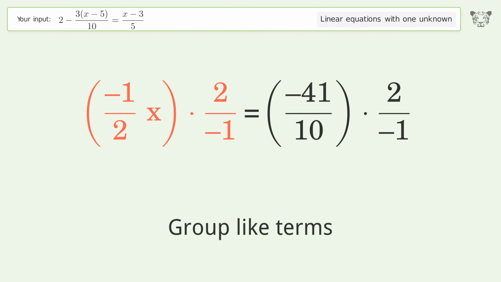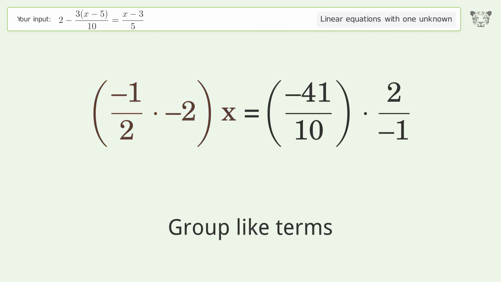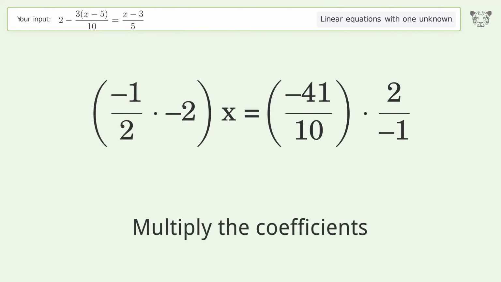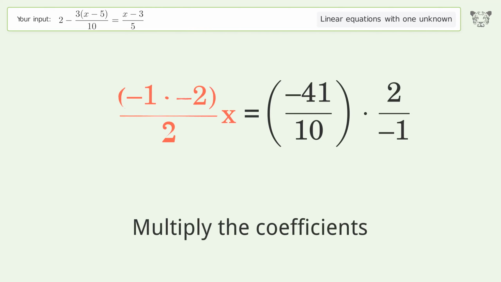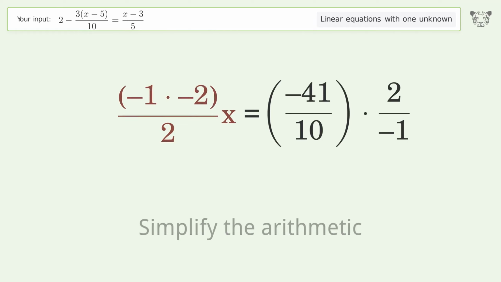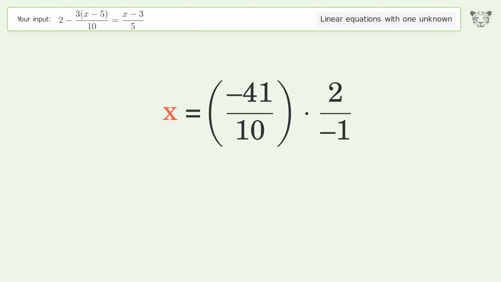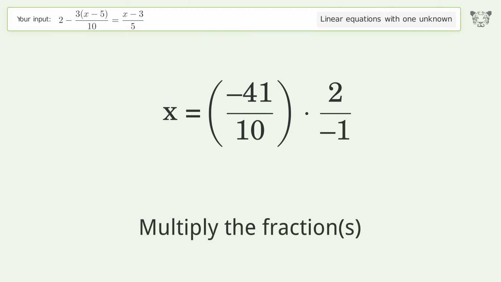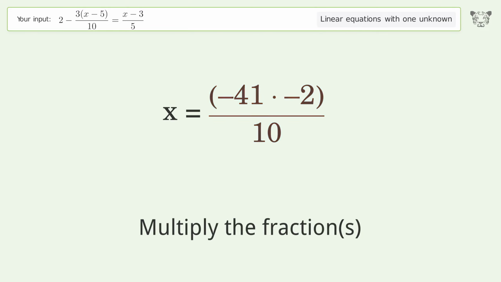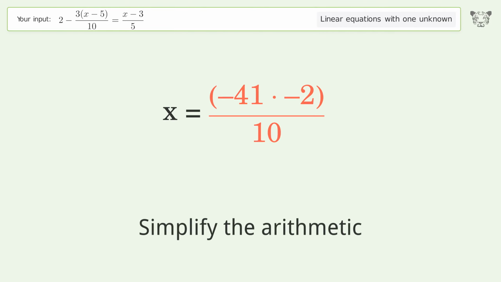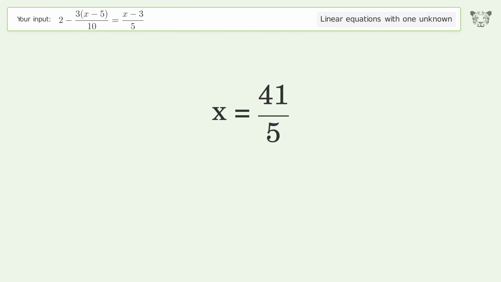Group like terms. Multiply the coefficients. Simplify the arithmetic. Multiply the fractions. Simplify the arithmetic. And so the final result is x equals 41/5.